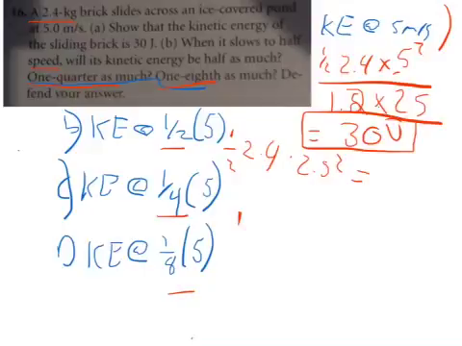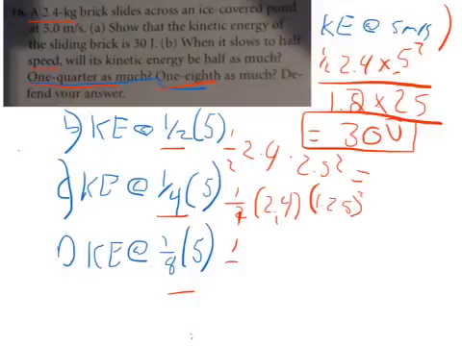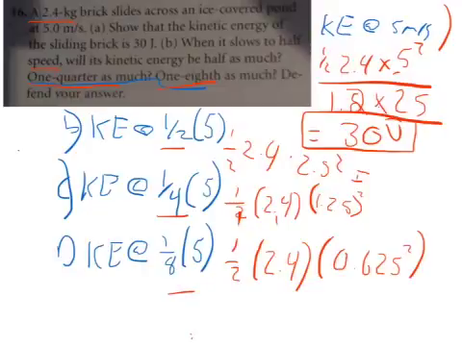This one equals 1/2 times mass times, what's 1/4 of 5? It's 5 divided by 4, 1.25 squared. And the last one is 1/2 times mass times 1/8 of 5. So 1/8 of 5 is 0.625 squared. And then you need to work them all out because I'm running out of space. Hope that helps.